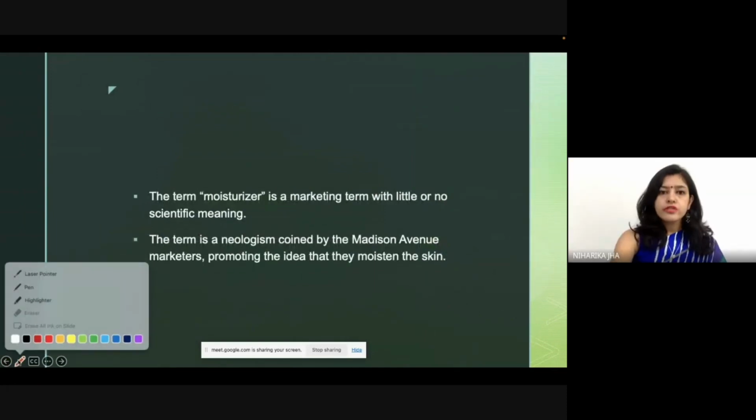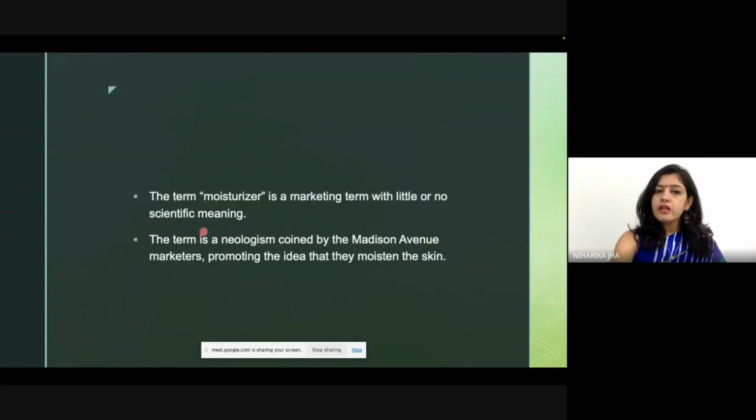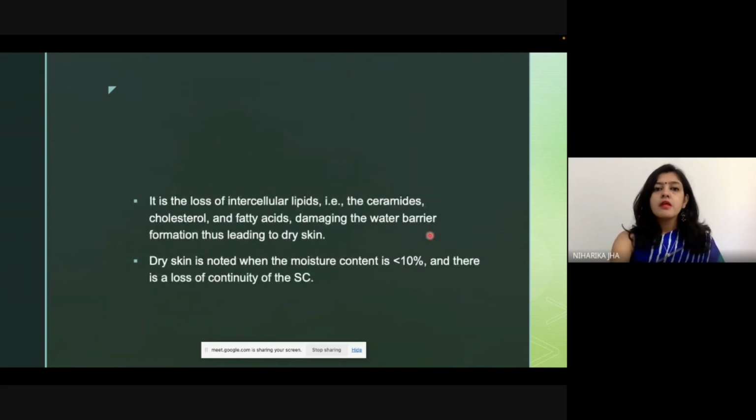So the term moisturizer, basically in itself, does not have any scientific meaning. It was actually a marketing term which was coined by Madison Avenue to promote the idea that there is a product which can moisturize the skin. Hence the term moisturizer. Now, we usually prescribe moisturizers in xerosis, that is dry skin. And when do we say that the patient has dry skin? When the moisture content is less than 10% and there's a loss of the continuity of the skin volume, then we say that the patient has dry skin.